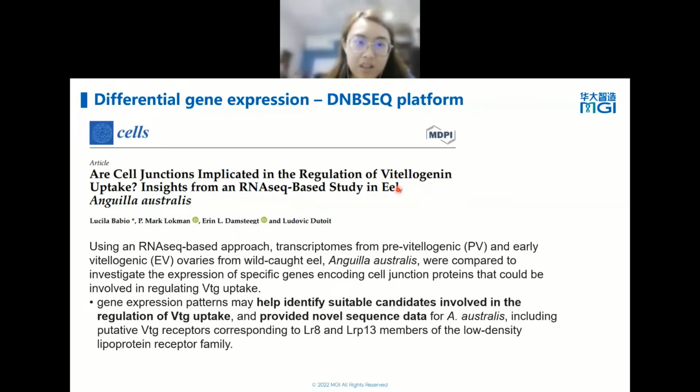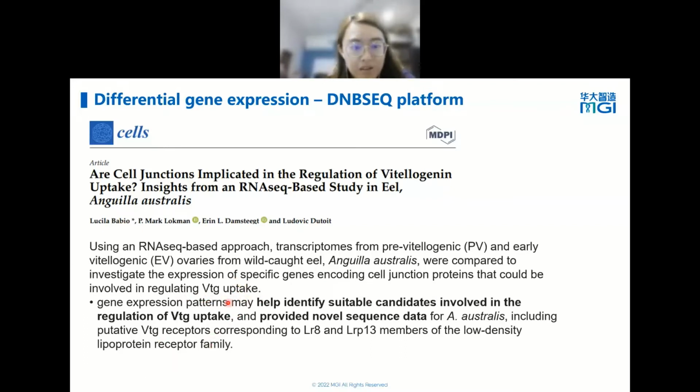vitellogenin is a protein involved in egg yolk production in this organism, the eel. They compared the transcriptome of pre-vitellogenic samples and early vitellogenic samples of ovaries from wild-caught eels. Basically, they used this to study the expression of specific genes encoding cell junction proteins that could be involved in regulating the protein uptake.